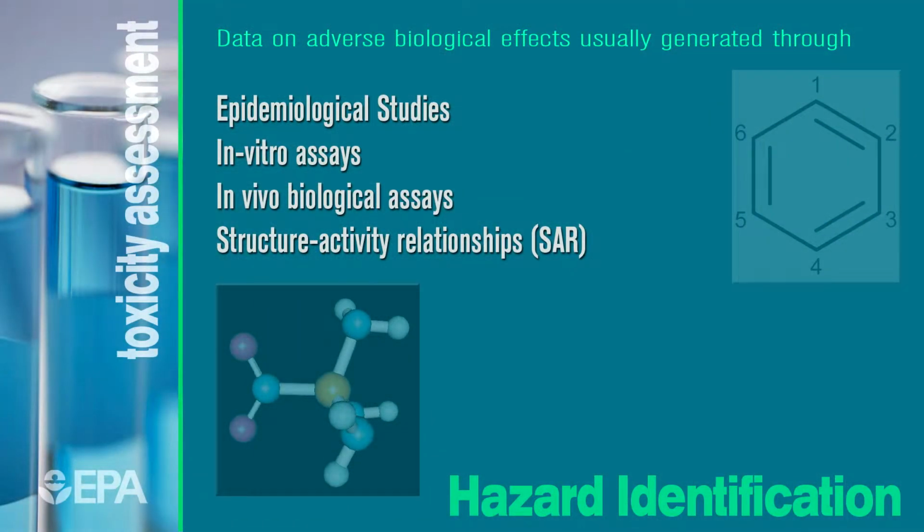Structure-activity relationship is the relationship of a chemical structure and the chemical's biological activity. This information can be particularly useful in making predictions on the toxicity of poorly characterized chemicals when we know the toxicity of a structurally related chemical.